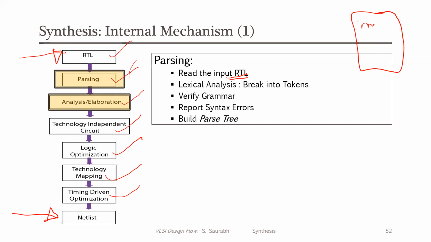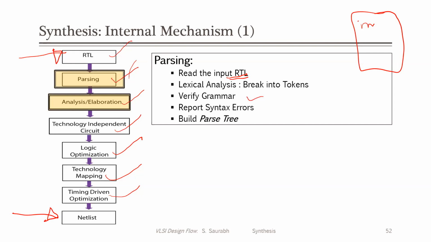It will break it into tokens, meaning that there is an input, there is a module keyword, there is an end module, then there is an input port, and so on. So it will read that these are the keywords of the language, these are identifiers, and so on. And the tool will internally build a data structure in which the information of your RTL file is kept. And at this time, it will verify the grammar.